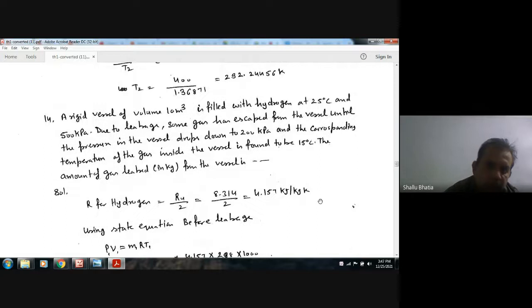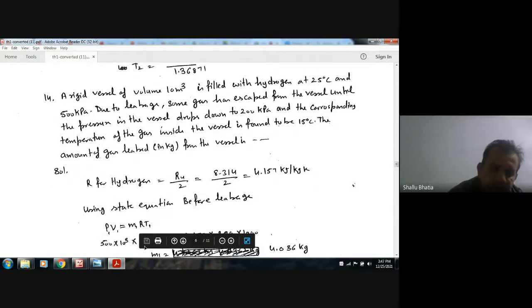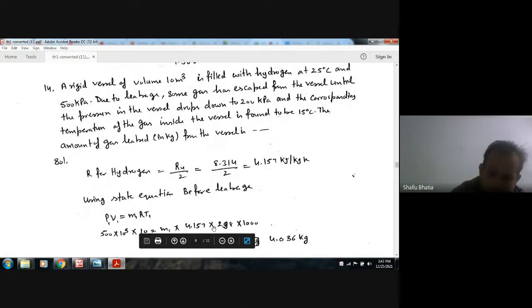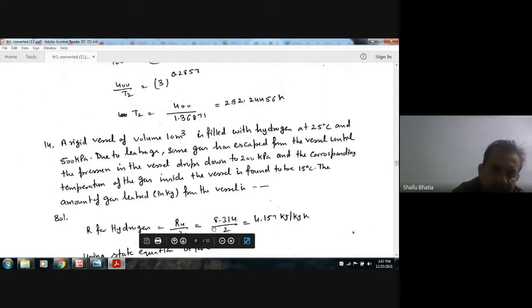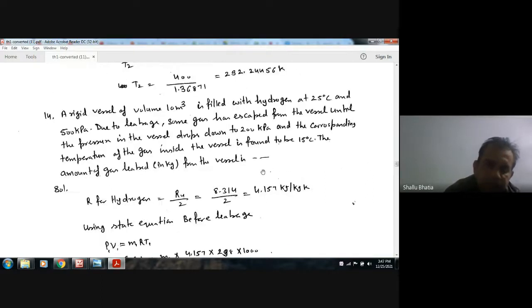As the gas is hydrogen, for which the molecular weight is 2, we can find R of it. Using PV equal to mRT, we can calculate the initial mass. P is 500, V is 10, T is 25 degrees Celsius, that is 298 Kelvin, and R is 4.157, and you can calculate m1. This is the initial mass. Now some mass has leaked, and the final condition becomes 200 kPa and 15 degrees Celsius.